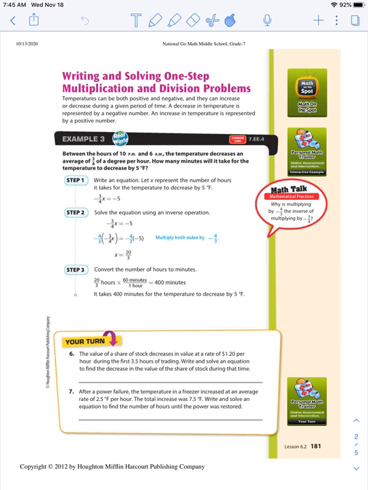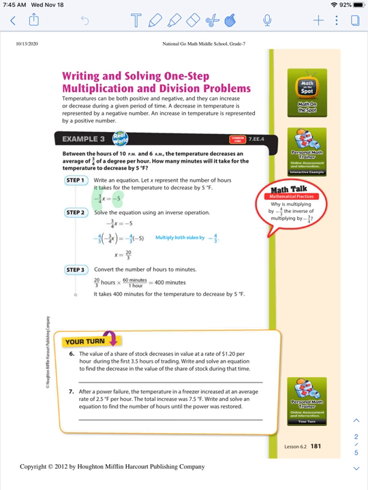All right, one more example. Between the hours of 10 p.m. and 6 a.m., the temperature decreases an average of 3/4 of a degree per hour. How many minutes will it take for the temperature to decrease by 5 degrees Fahrenheit? Well, we don't really need to know the time here because it's asking how many minutes, and it decreases an average of 3/4 of a degree per hour. So at the end, we will need to convert hours to minutes, but for now, we're just going to focus on the hour. So we know it decreases -3/4 of a degree. We want to know how long until it's decreased by 5.